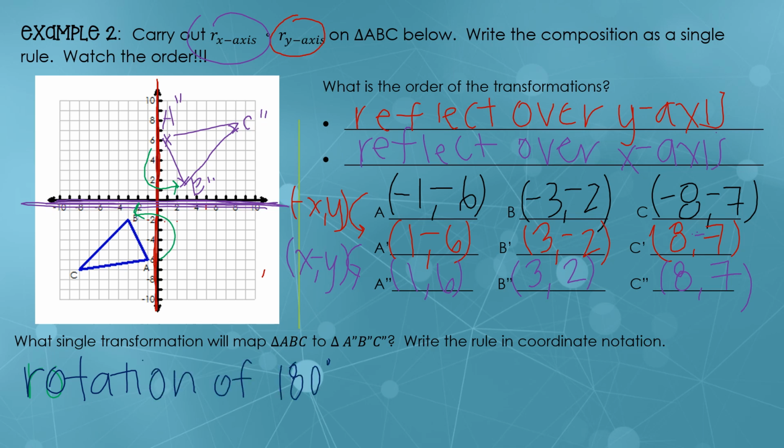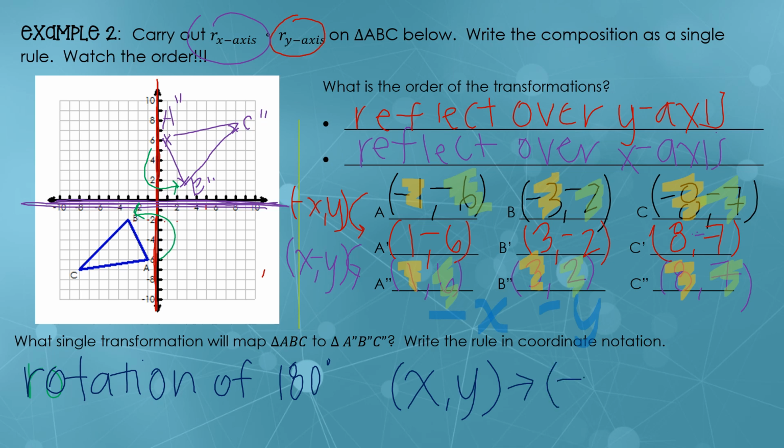You can also look at the coordinates from A to A double prime, or B to B double prime, or C to C double prime. What happened if it went from -1 to +1, or -3 to +3, or -8 to +8? The x coordinate became the opposite. And then for your y coordinates, they went -6 to +6, -2 to +2, -7 to +7. The y coordinate also became the opposite. So that is your rule for rotating 180 degrees. When you write your coordinate notation, (x, y) maps to (-x, -y).